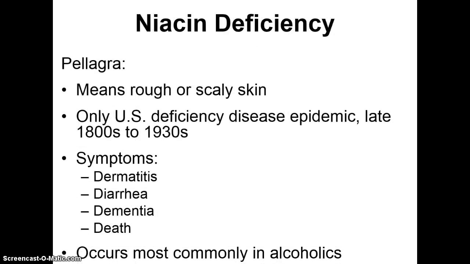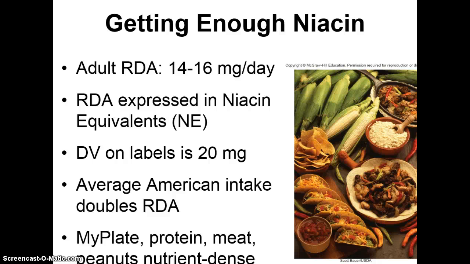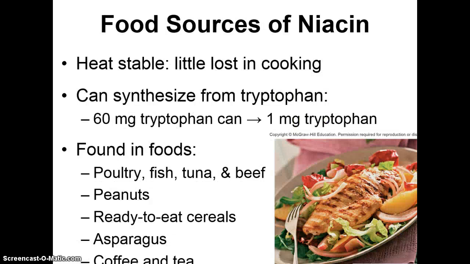What happens if we don't get enough? Again, rarely seen these days. You can get pellagra, which is rough or scaly skin. And again, the most common B vitamin deficient group is alcoholics. How do we get enough? Again, protein, meat, peanuts. It's in a wide variety of foods. Now, the nice thing about B vitamins is even though we sometimes get more than we need, they're water soluble, so our body can get rid of what we don't need.